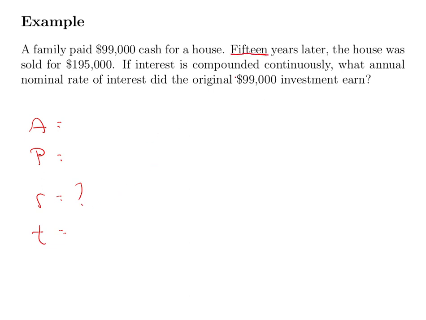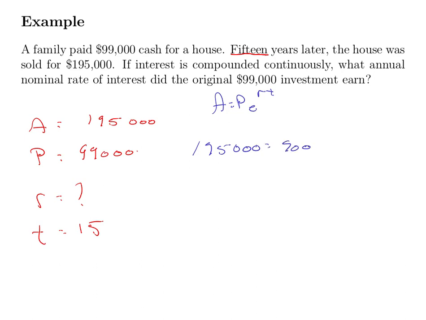We've got a time limit here, 15 years. And we also have two prices. Notice that the initial payment was $99,000. And after the 15 years, it was sold for $195,000. So let's set up our equation with our little formula. And then when logs show up, we'll use them. 195,000 equals 90,000 times e to the 15r.